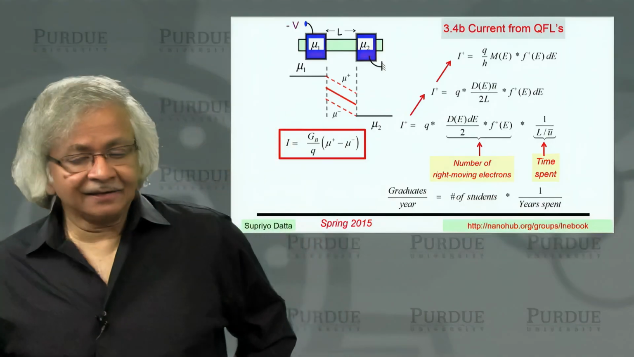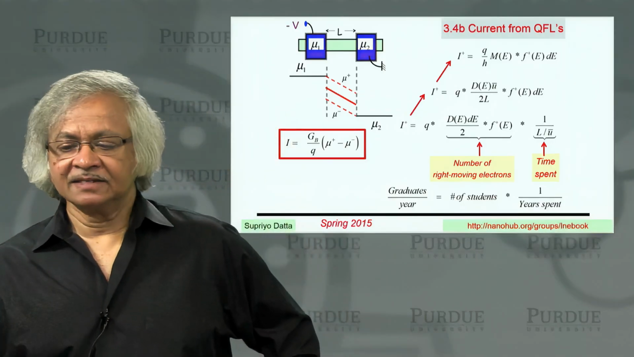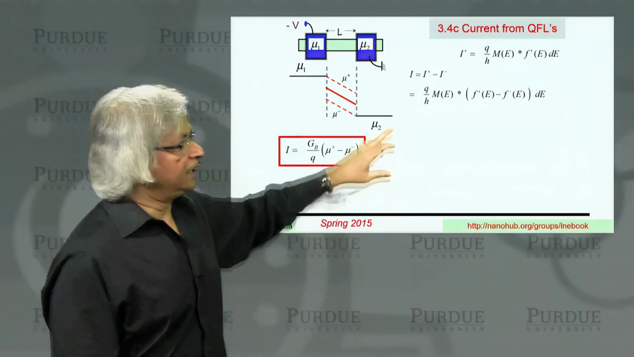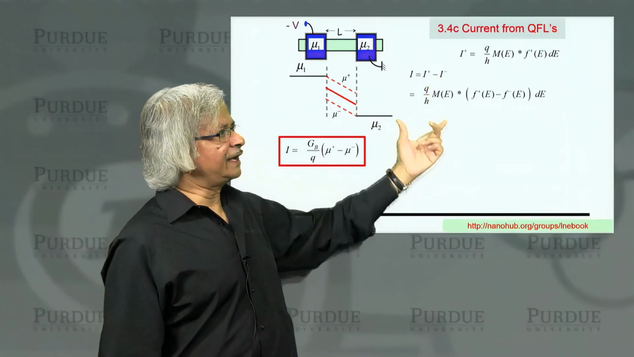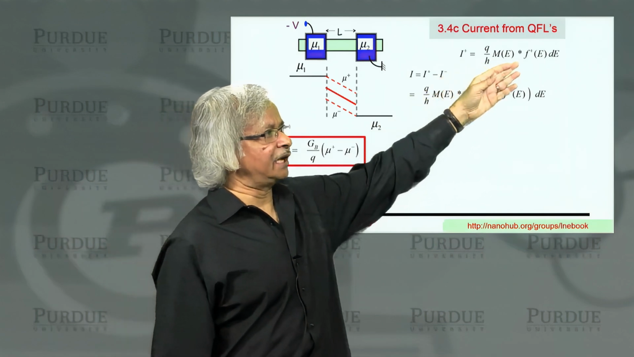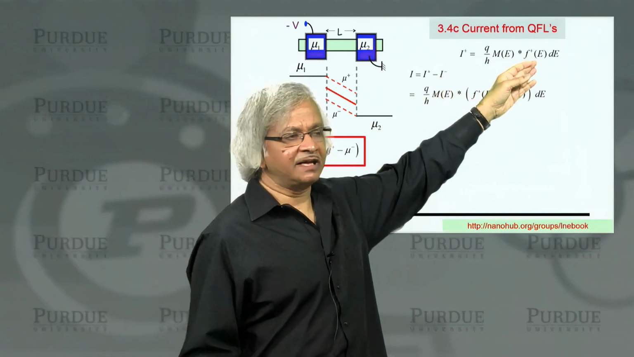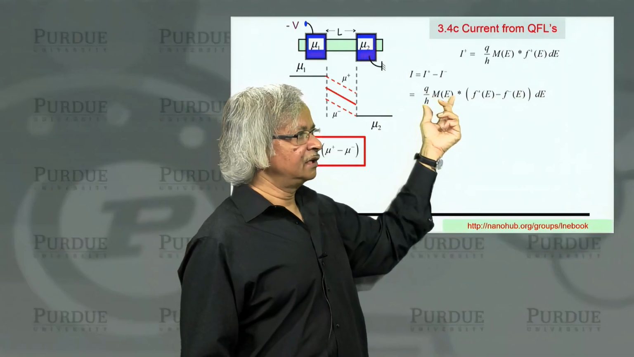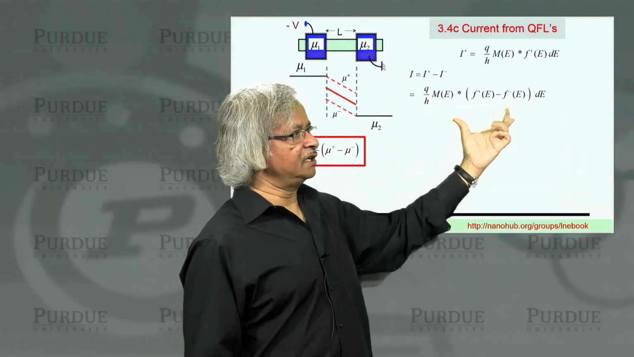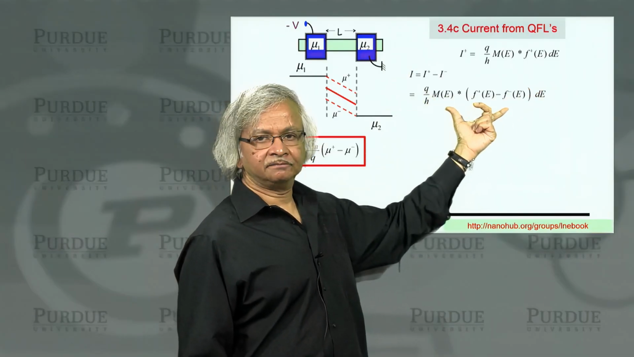Now, if you want the net current, then what you have to do is subtract off the current flowing through the left. And that will be exactly the same, except that now the occupation, instead of being F plus, would be F minus. So overall, the current in an energy range dE is given by this quantity.